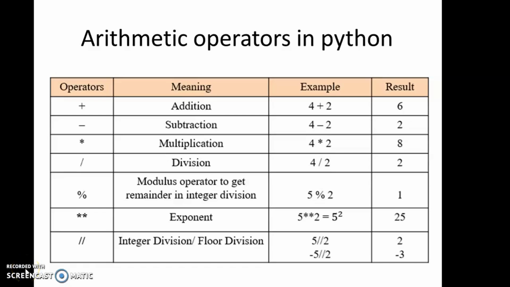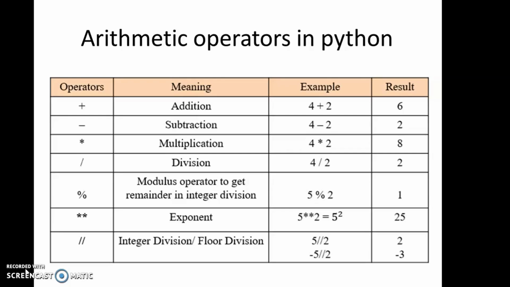Now we summarize the arithmetic operators in Python. As you see in this table, the first operator is plus, used for addition, adding two values. Minus is used for subtraction. Asterisk is used for multiplication. And slash, the division operator, is used to divide the numbers. The modulus operator gives the remainder of integer division. And double asterisk is used for exponent or power. For example, 5 to the power of 2, that is 5 square.